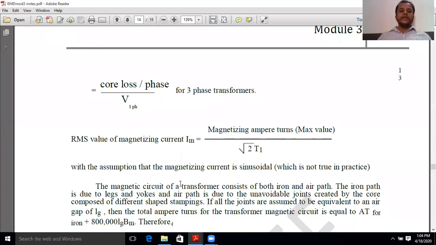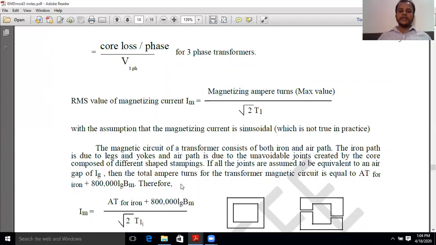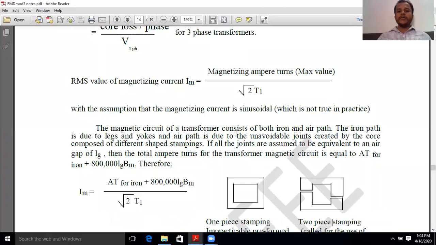Now with the assumption that the magnetizing current is sinusoidal, which is not true in practice, the magnetizing circuit of a transformer consists of both iron and air path. The iron path is due to legs and yokes, and the air path is due to the unavoidable joints created by the core composed of different shaped stampings.